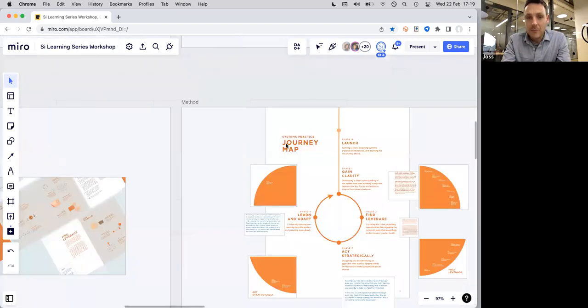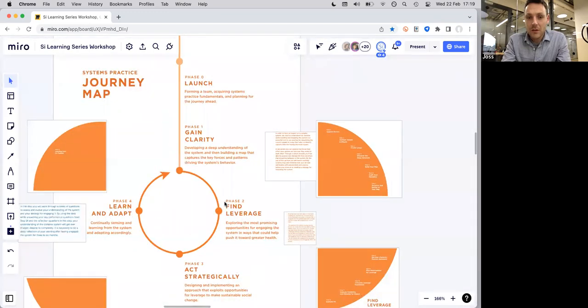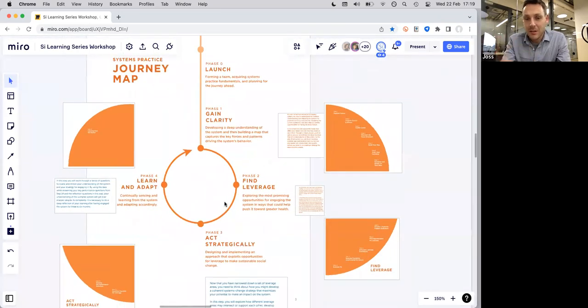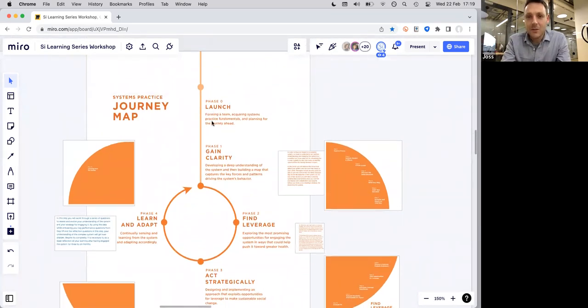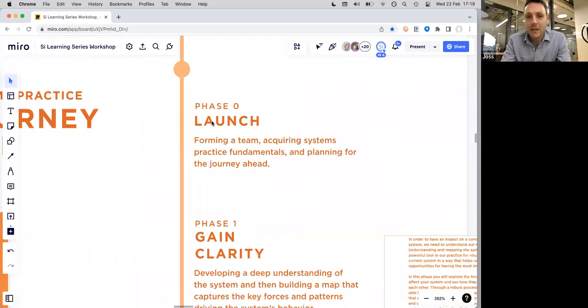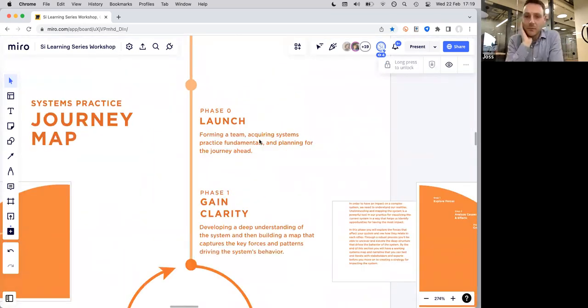I'd recommend it. So just to look at what they've got there, and the interesting thing here is they all seem to have about 4 stages. Anyway, this one actually has a 4+0, which is the launch phase, where they're talking about forming the team, acquiring system practice fundamentals, and planning for the journey ahead.